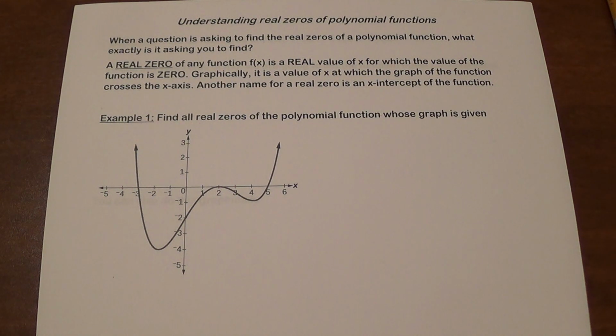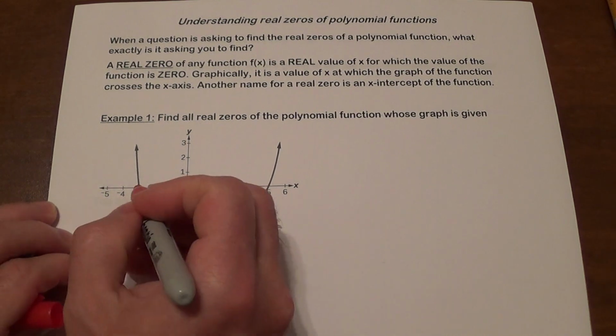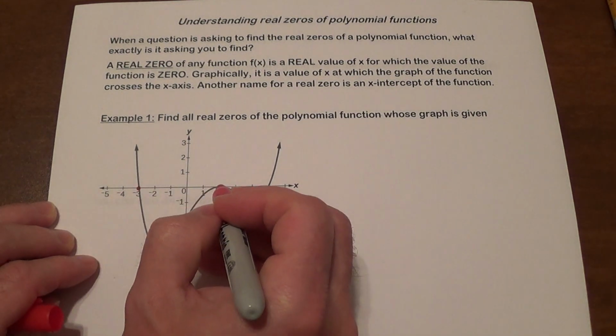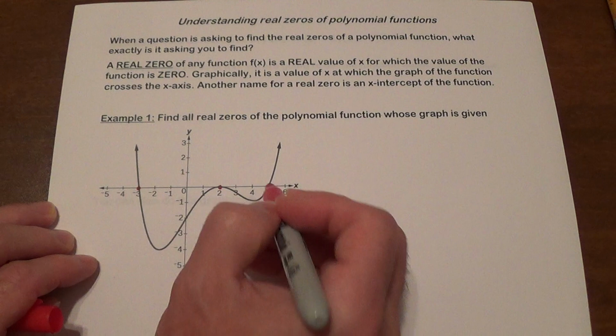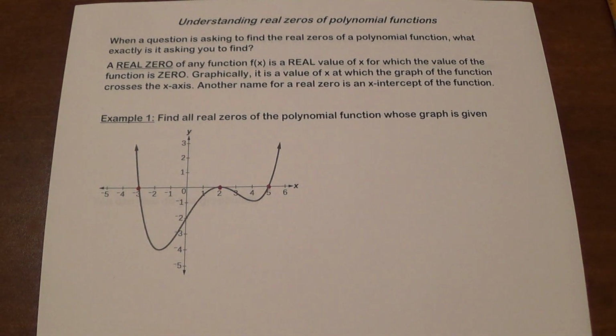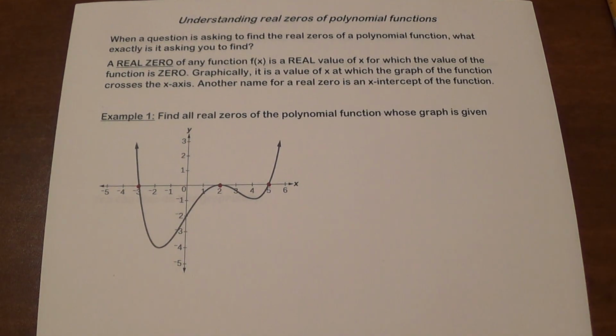I'm going to start with this very easy example. This is the graph of some polynomial function. We're trying to find its real zeros. So what we're going to look for are the points where the graph crosses the x-axis, the x-intercepts. We see it happening at -3, we see it happening at 2, and we see it happening at 5. Those are our real zeros.